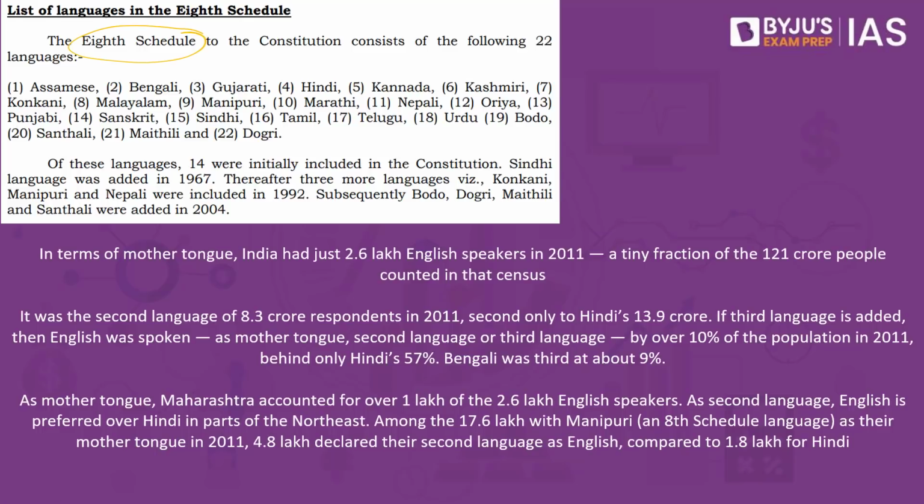Remember, this can be very important from the preliminary examination point of view, that English is not present in the 8th schedule. We have Assamese, Bengali, Gujarati, Hindi, Kannada, Kashmiri, Konkani, Malayalam, Manipuri, Marathi, Nepali, Oriya, Punjabi, Sanskrit, Sindhi, Tamil, Telugu, Urdu, Bodo, Santali, Maithili and Dogri.